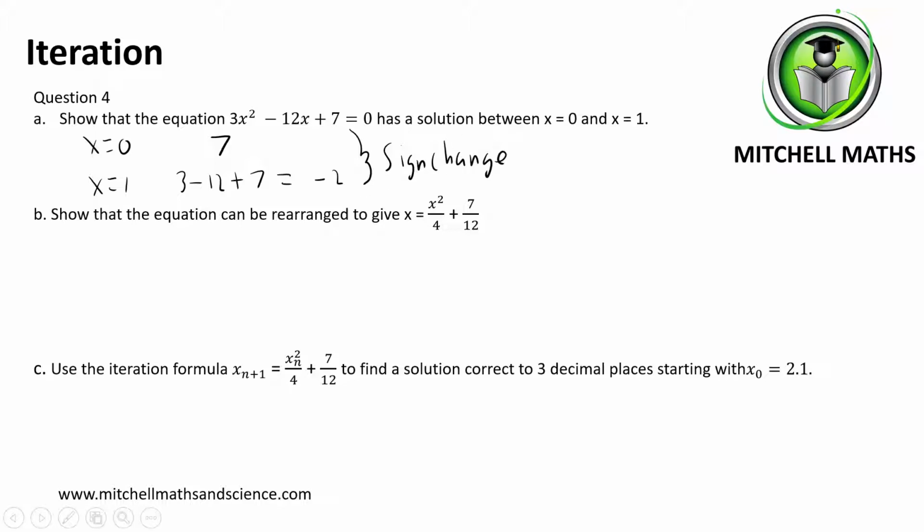Therefore, the solution must lie in between those two. Of course, it could always equal a number, in which case you could either rearrange it to make it equal to 0, or you could just look at, when you put the numbers in, is one below that value, or is one above that value.